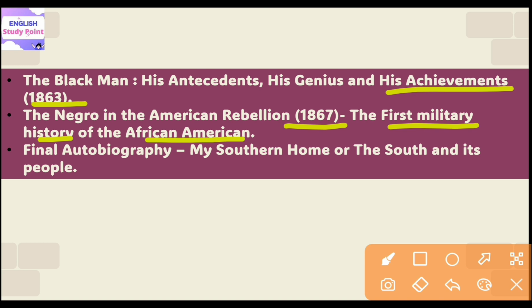Now, the final autobiography published by him is titled My Southern Home or the South and Its People. In this work, he focused on the power struggles between blacks and whites in the South before and after the Civil War.